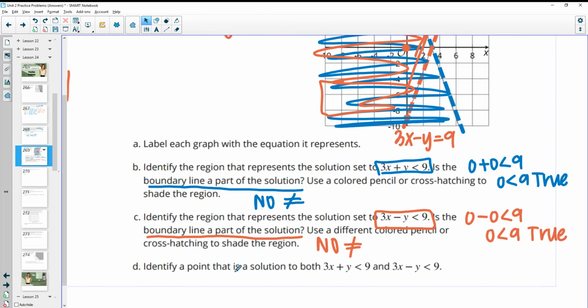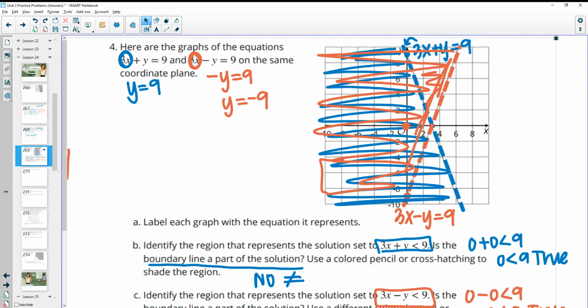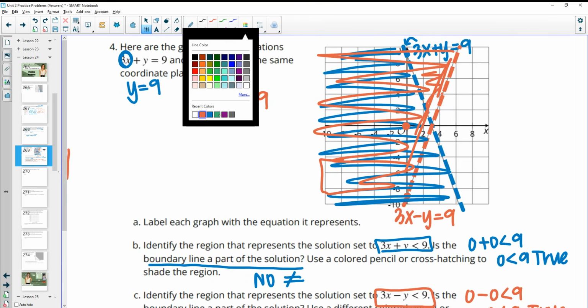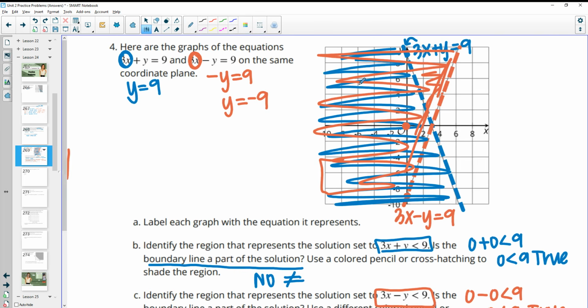Then it says identify a point that's a solution to both of these inequalities. So remember for this, we want to find a point that's being shaded by both the blue and the green lines. So anything over here, above this orange and lower than this blue. This green region here is the part that's shaded by both. So anything in here. You could pick this ordered pair, negative 6, 6, which would be fine.